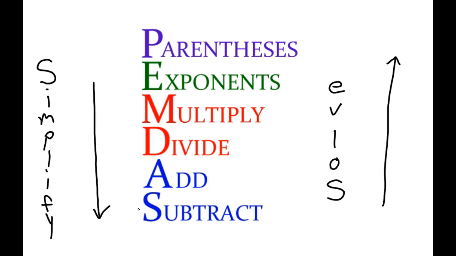If we're trying to solve for a variable, if we're trying to isolate a variable, then we're going to use the inverse order of operations. We start with addition and subtraction and go to parentheses. So that's an idea you need to really understand. If we're simplifying, we use the order of operations. If we're solving, isolating a variable, then we're going to use the inverse order of operations.